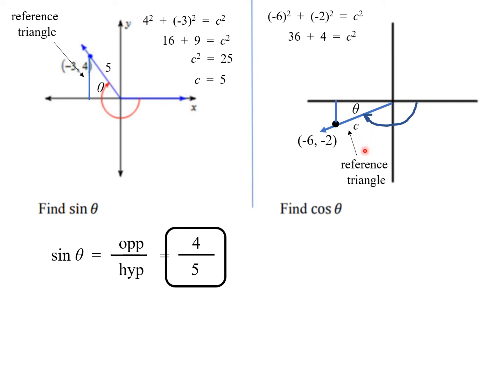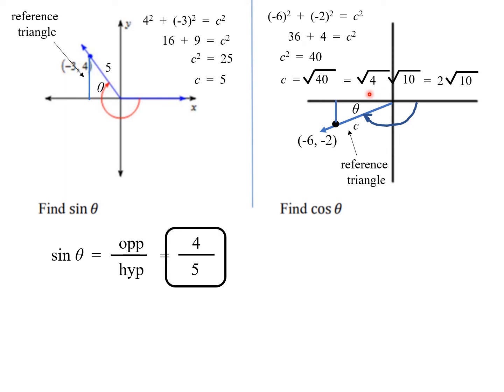And that becomes 36 plus 4, which is 40. And then I'm going to take the square root of 40. Square root of 40, I'm going to break up into the square root of 4 times the square root of 10. And now I can write this as 2 root 10. Okay?